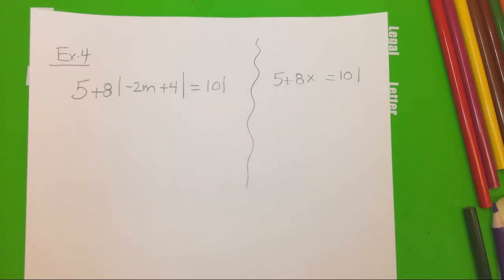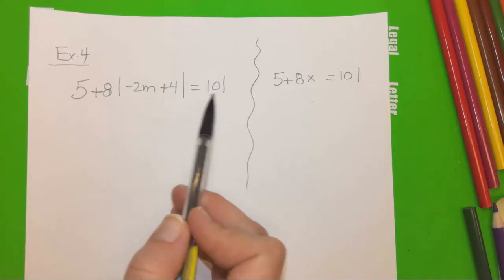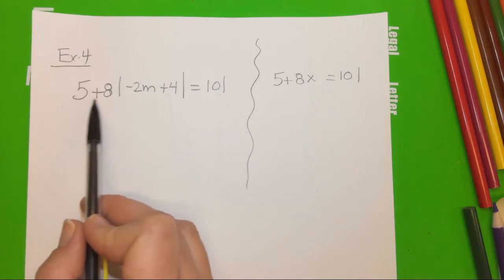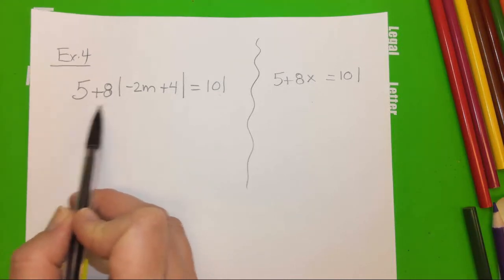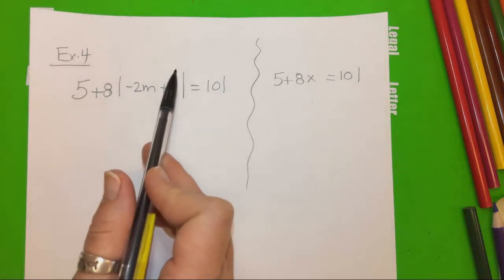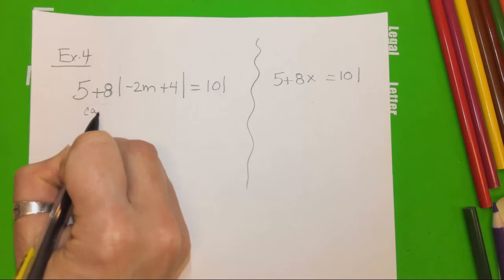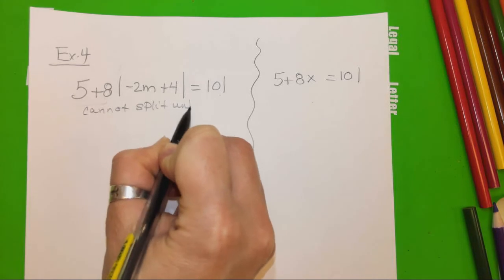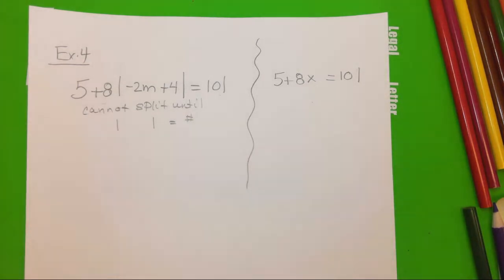Another example is if we have something that looks like this, where we have 5 plus 8 times the absolute value of 2m plus 4 equals 101. A lot of times people are possessed to add these two together before dealing with it. These guys we're going to consider boogies, and those boogies are hanging on the outside of those absolute value marks. So you need to get rid of those before you deal with the absolute value. So you cannot split the problem until you get it down to absolute value equals a number.